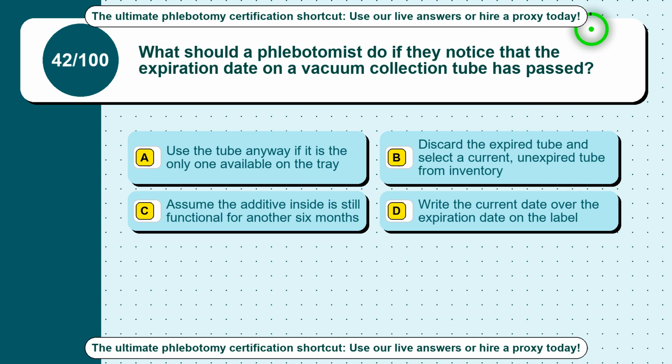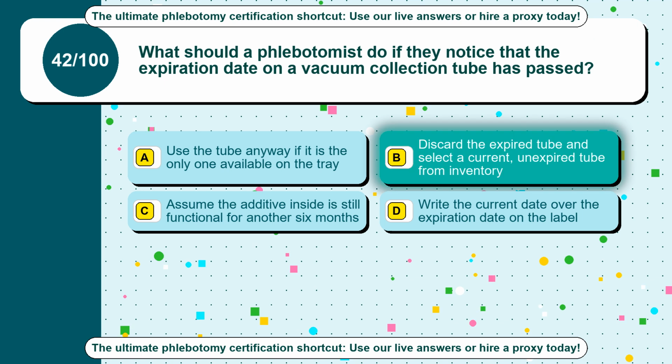Question 42. What should a phlebotomist do if they notice that the expiration date on a vacuum collection tube has passed? Option A. Use the tube anyway if it is the only one available on the tray. Option B. Discard the expired tube and select a current, unexpired tube from inventory. Option C. Assume the additive inside is still functional for another 6 months. Option D. Write the current date over the expiration date on the label. The correct answer is option B.